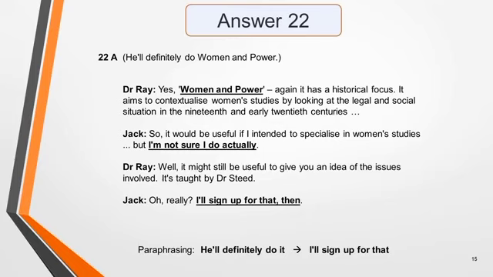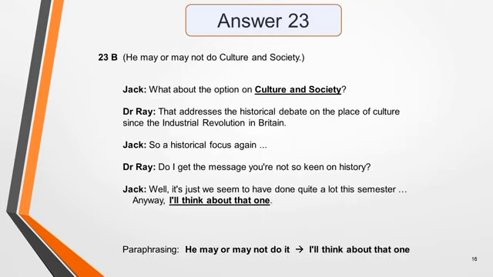At first, Jack says that he's not sure about taking women's studies, which suggests that he may or may not do it. But when he hears that the tutor teaching the course is Dr. Steed, he changes his mind and decides that he will definitely take the course. This is how the answer has been paraphrased. For he'll definitely do it, Jack says, I'll sign up for that then. Answer 23 is B. He may or may not do culture and society.